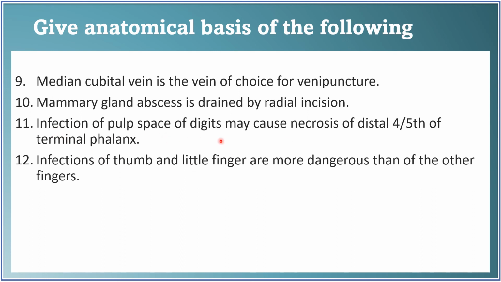Infection of pulp spaces of digits may cause necrosis of distal 4/5 of the terminal phalanx. What is the anatomical basis of this? Infection of thumb and little finger are more dangerous than those of the other fingers. Remember the radial and the ulnar bursa, right? So that's how you can find out.